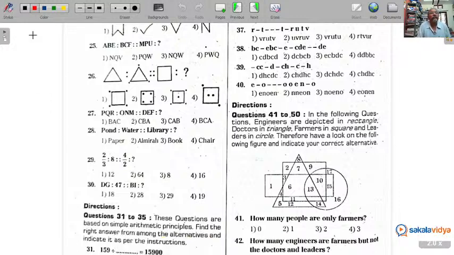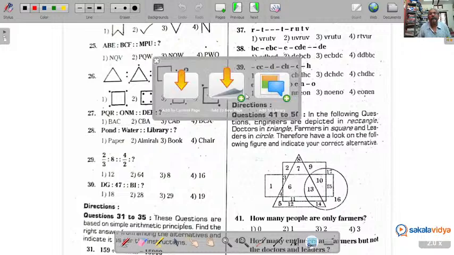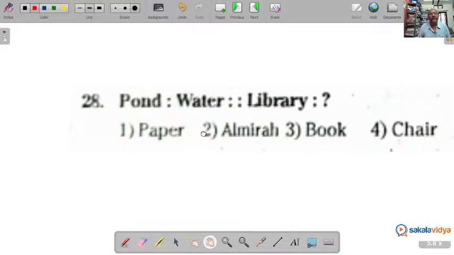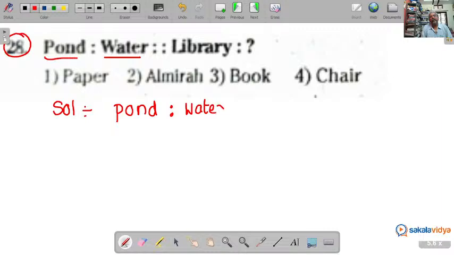Next 28th question. Right, this is the 28th question. So all of you look at the question carefully. Pond is related to water. Generally we can find water in the pond, right? In the same way, library. What do you find in the library? That relation we need to find out.